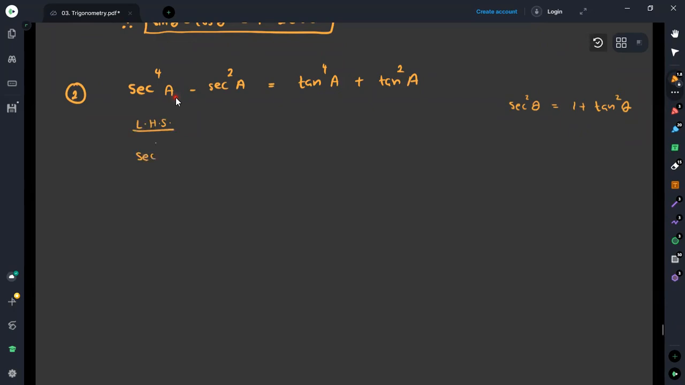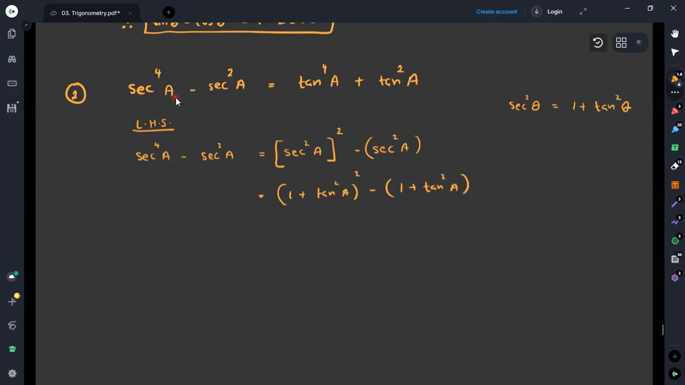Here also I will start from the left hand side of this equation. We have sec a to the power 4 minus sec squared a. Instead of power 4, we can say sec squared a, all to the power 2, then minus sec squared a. Now instead of sec squared a, we can replace it with 1 plus tan squared a. Therefore, this is equal to 1 plus tan squared a, squared, minus, instead of sec squared a, again 1 plus tan squared a.